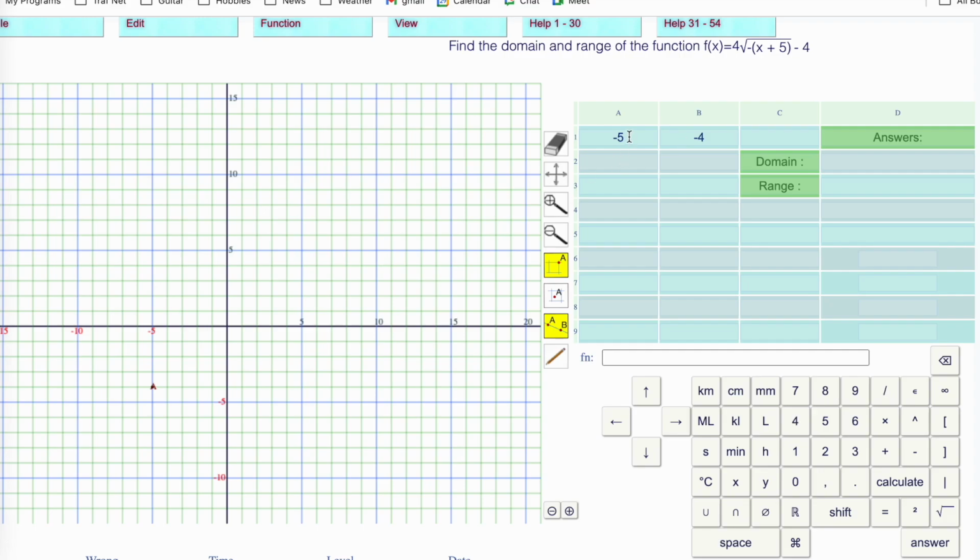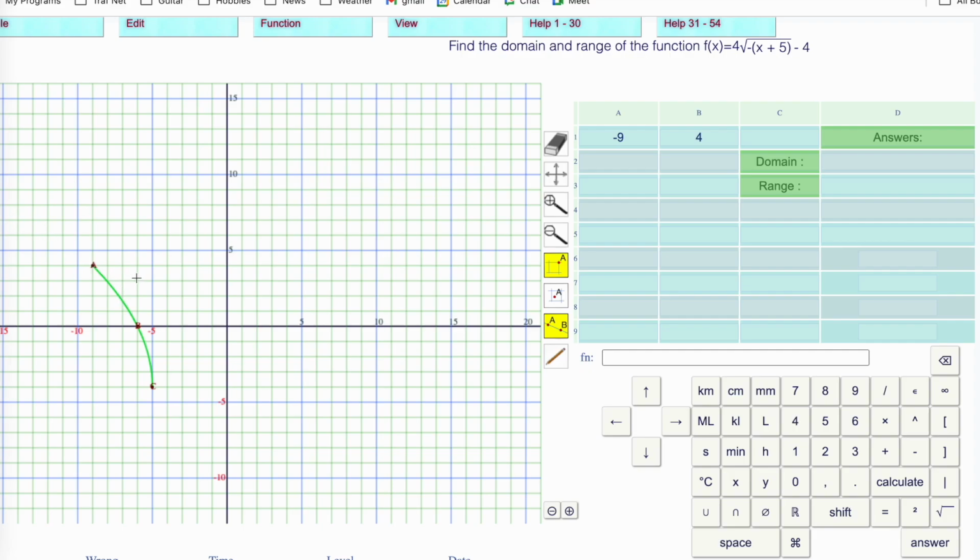If we plotted negative 4, we would get not a number, because negative 4 plus 5 is 1, and then negative 1, we're taking the square root of negative 1, which we can't. I'm going to go to negative 6. When we put in negative 6, we get 0. If we put in negative 7, we get a decimal. Negative 8, we get a decimal. How about negative 9? We get a 4.